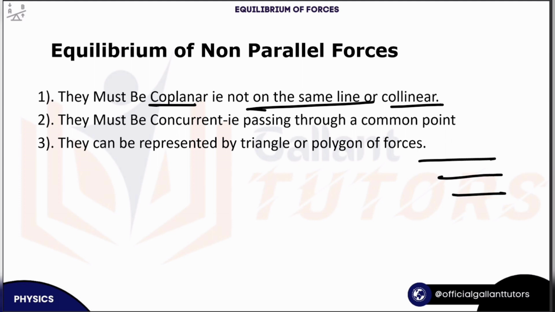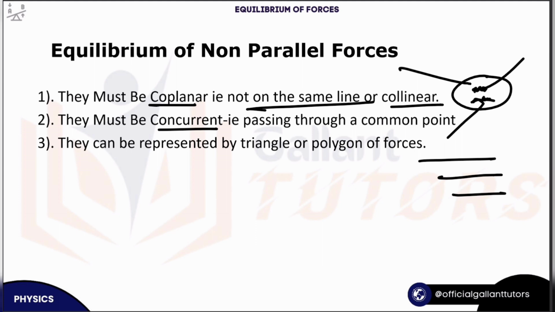If we have something like this, you should know parallel forces. Is that clear? So they must be coplanar. They must be concurrent. So they must be acting or passing through a particular point. So let's say this is the object, it must be passing through a particular point, right?